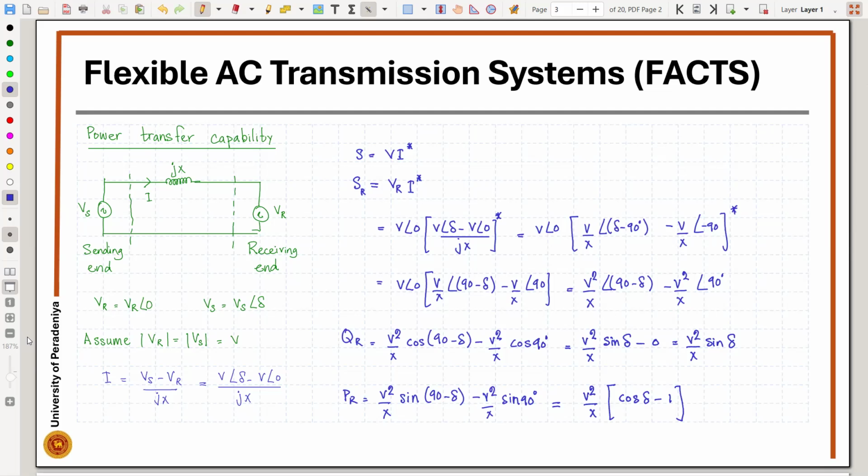So for the reactive power Q_R, we have V squared over X sine (90 minus delta). So the final answer would be V squared over X cos delta. And likewise, in the P_R also we have V squared over X cos (90 minus delta). Then V squared over X sine delta, yeah, like that.